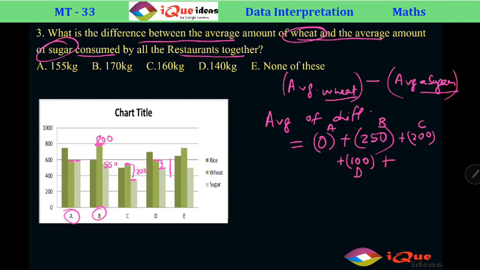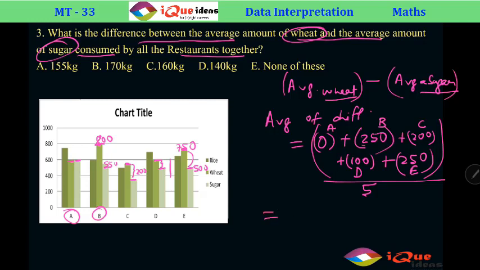Now for E, this is 750, this is 500. So clearly you can see the difference is 250, right? So this is for E. So what we should do is, these are all the differences. So add all the differences and divide by the number of values, that is 5. So this will directly give us the average of differences.